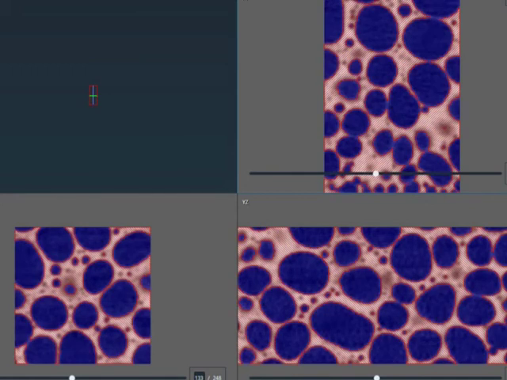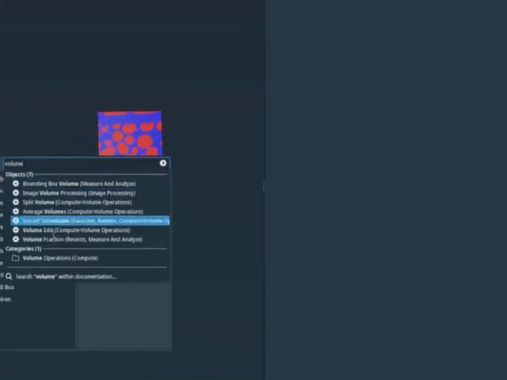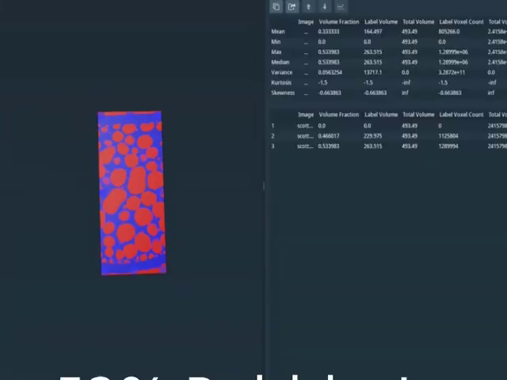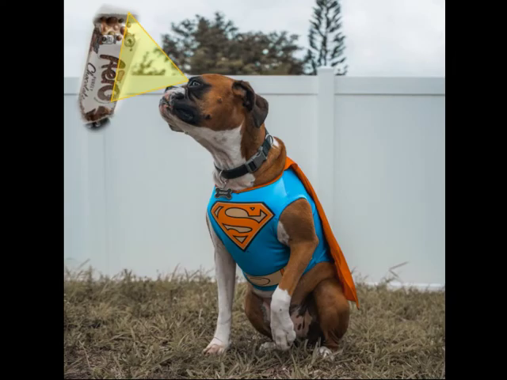After assigning the chocolate and the bubble volume, I was able to calculate the percentage of bubbles using volume fraction in Avizo, and that gave me 53% bubbles, which is amazing. So we've now utilized X-rays to quantify the percentage of bubbles in a candy bar. That's a good day's work.